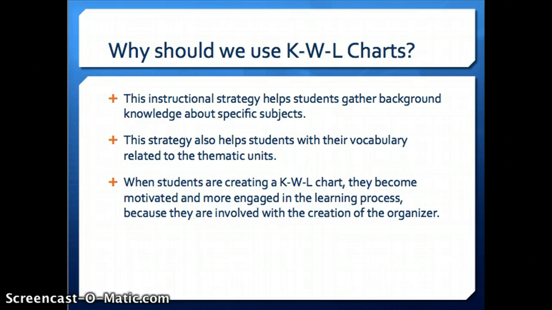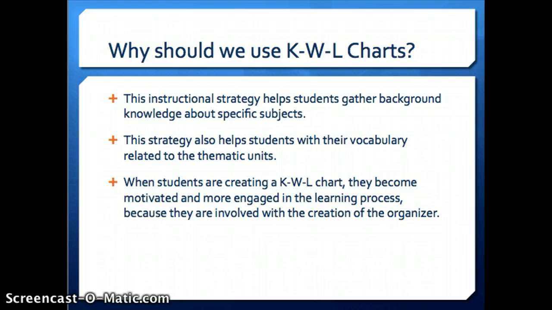One thing that teachers have come to me with, and that I've had questions about myself, is when it comes to the K part, do we write anything that the student says? And yes, any misconceptions you can write up there under what they know, because this is students gathering all the background knowledge that they know of this specific topic.